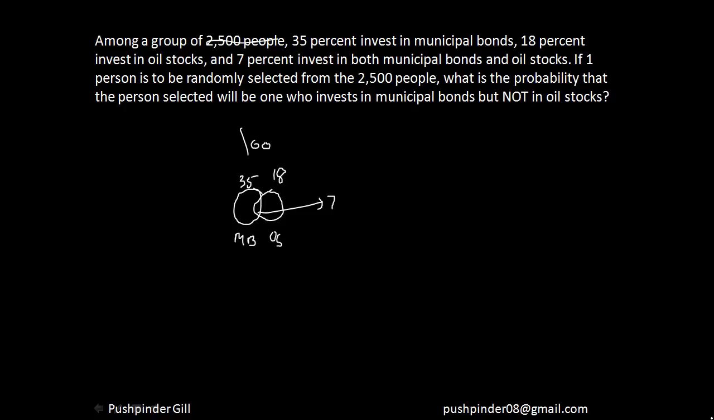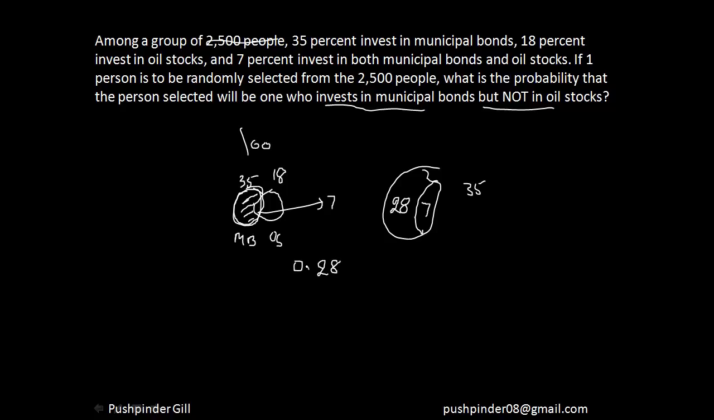Now he's asking, what is the probability that the person selected will be the one who invests in municipal bonds but not oil stocks, which is nothing but this area. If this whole area is 35, right, and this area is 7, that means this area will be 28, right? So 28% of the people invest in municipal bonds but not in oil stocks. That means the probability is 28/100, which is nothing but 0.28. You can either say 28%, or you can say 0.28 is the probability.